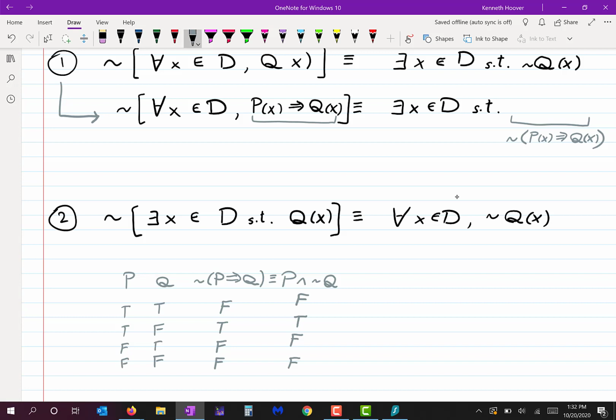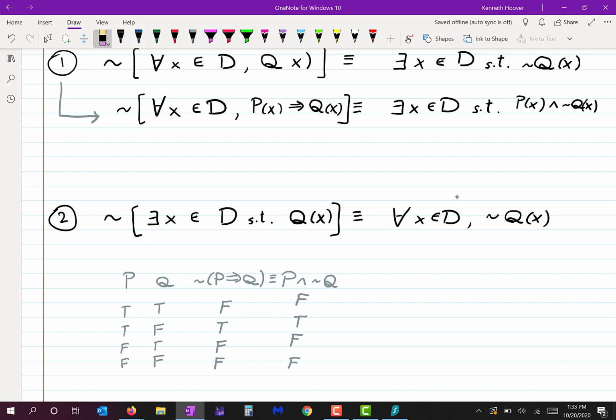So what we're getting at here is that the negation of P implies Q is the conjunction P and not Q. And that's what should be up there in our negation of the universal conditional statement. You get an existential statement where the last half of it is the conjunction P of x and not Q of x. And that is how you negate a universal conditional statement.